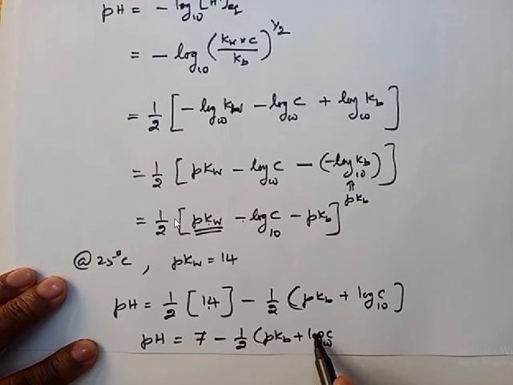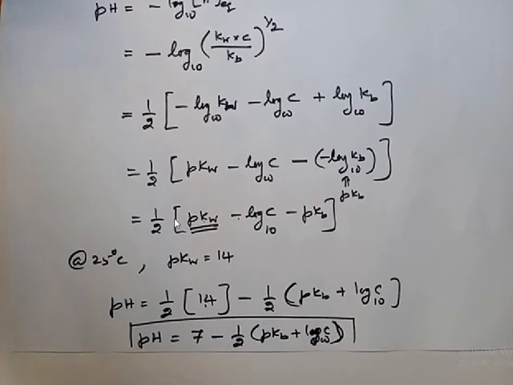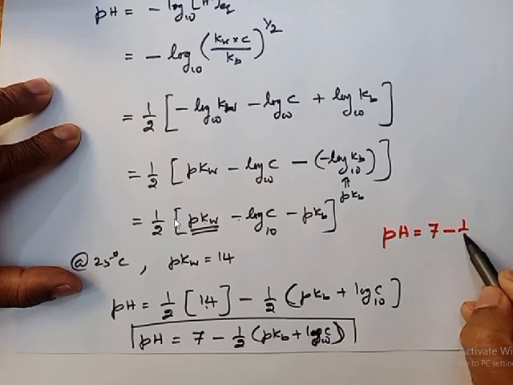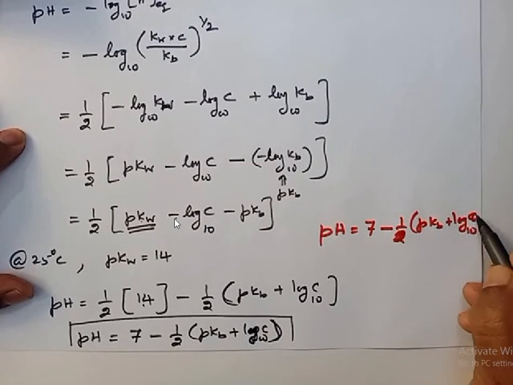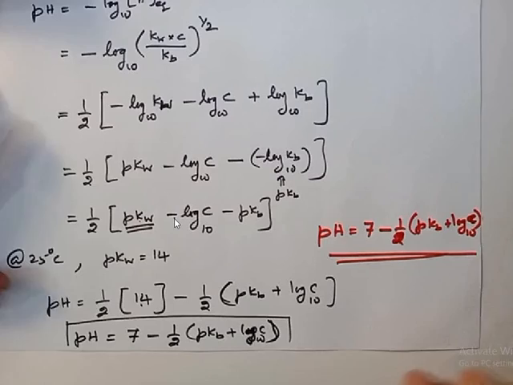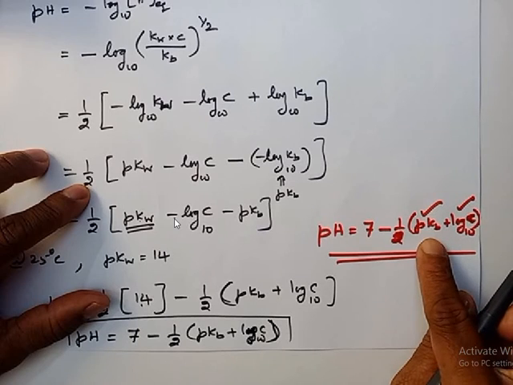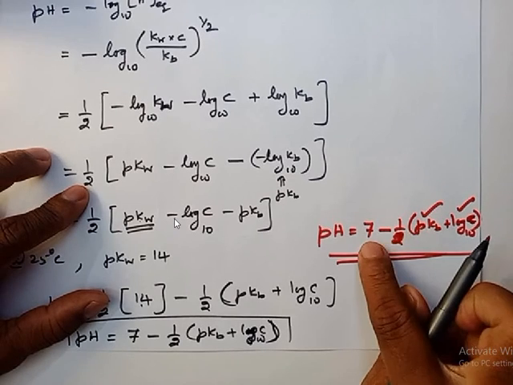Yeah, this is the expression for pH. Let me rewrite here. So what is the expression for pH? pH equal to 7 minus 1 by 2 times pKb plus log C, where C is the concentration of the salt, molar concentration of the salt. So if you know the molar concentration of the salt, and if you know the value of pKb, add the two values, divide the value by 2, and then subtract that from 7.